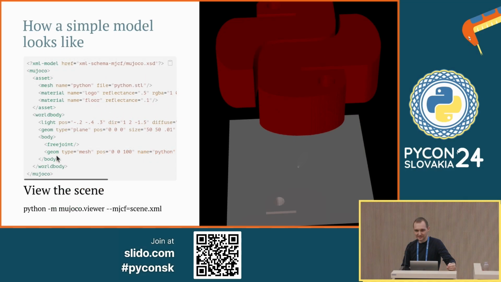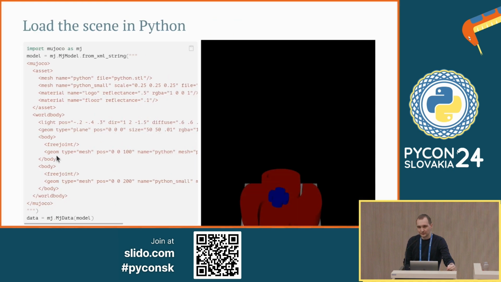So the body itself is one object in the kinematic tree, and it has its own properties. A free joint means that it can move freely in the scene. Although you can also give it a joint that is not free, that moves together with some arm or some hinge, for example.